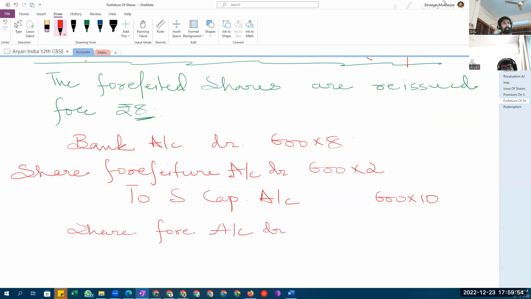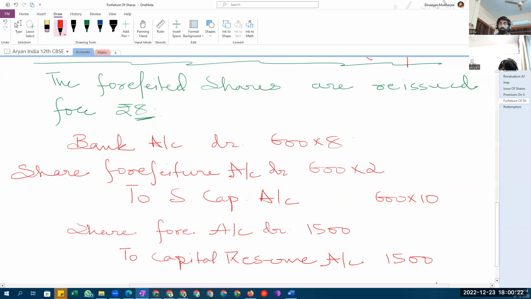Any unutilized money in the share forfeiture is to be transferred to the capital reserve account. Which will be, how much is that? 2,700 minus 1,200, so 1,500. Okay, that's the end of the question.